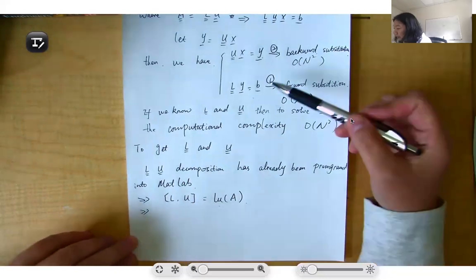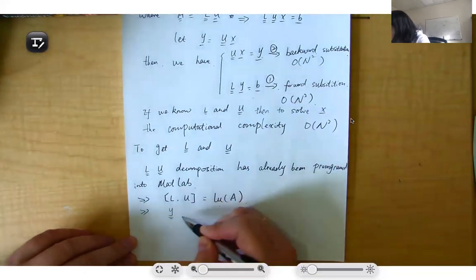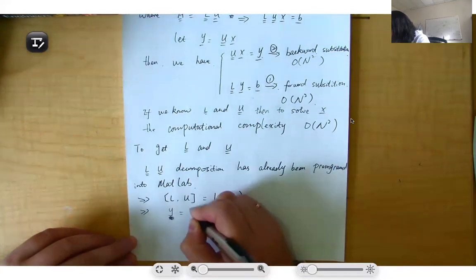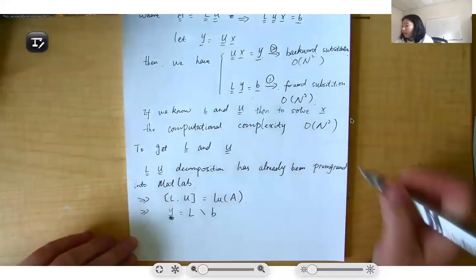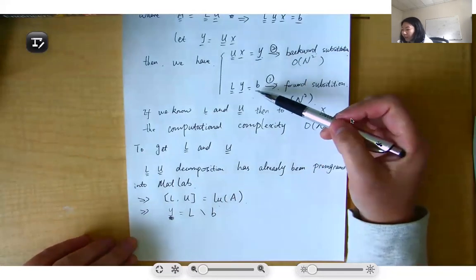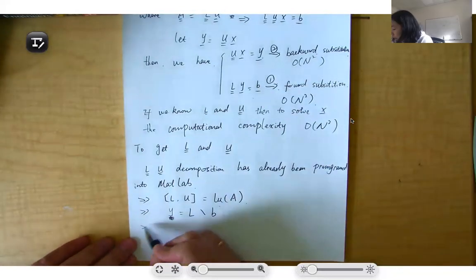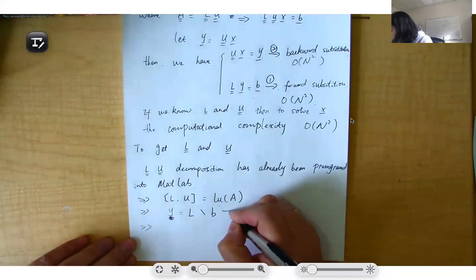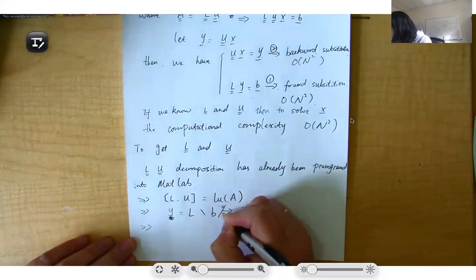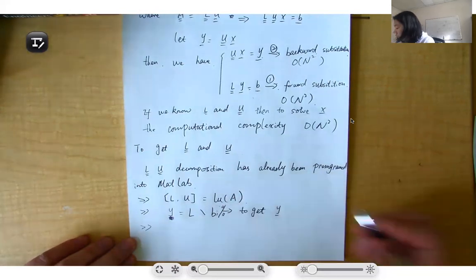Then how do you get y? The y will be equal to L backslash B. So basically you need to do that L backslash B command to get you y. This is to get the y vector.